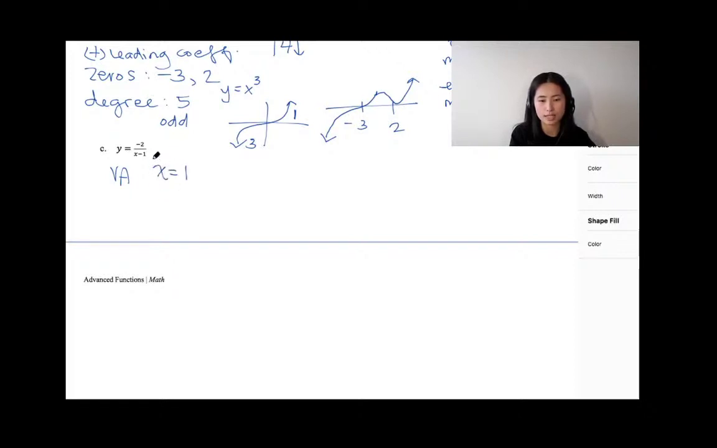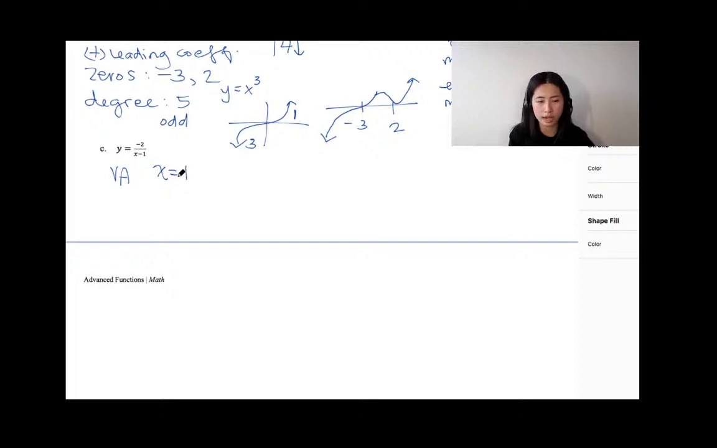And how do I know it's x equals 1? Well, if it's in your denominator, that's going to be your vertical asymptote. The reason for that is because if you have, let's say, negative 2 over infinity, how do I know this is approaching infinity? Because at your vertical asymptote, you don't have your function existing. So x equals 1.